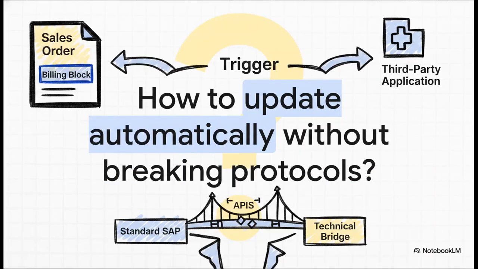The requirement we're looking at is actually pretty simple, but it is a scenario that comes up all the time in real-world projects. Basically, we need the system to pinpoint an existing sales order and automatically update that crucial billing block field, all triggered by a completely separate third-party application.